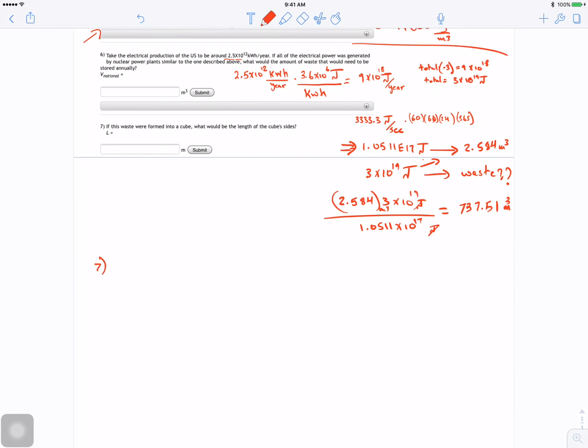And for number 7: if the waste were formed into a cube, what would be the length of the cube's sides? So we have the cube. The volume of it is 737.51, and we take the cubic root of that, which comes to around 9.034 meters.